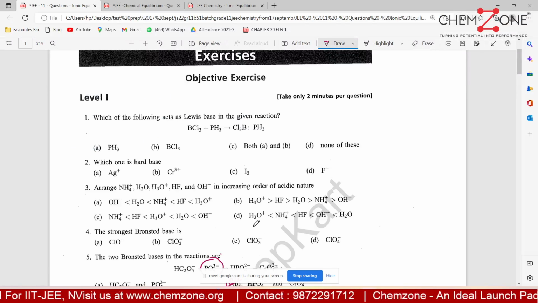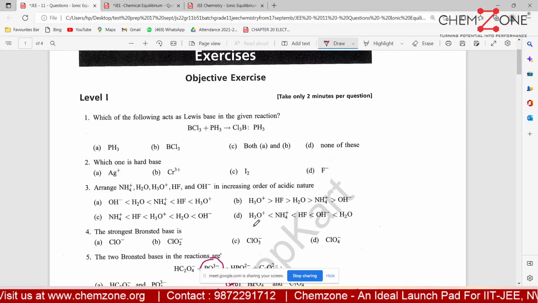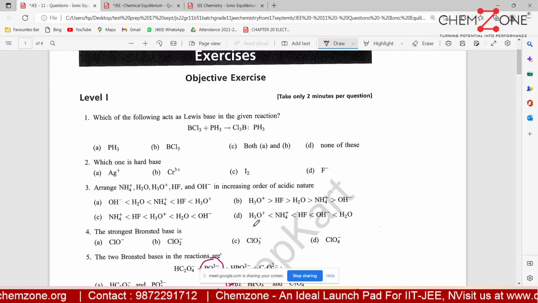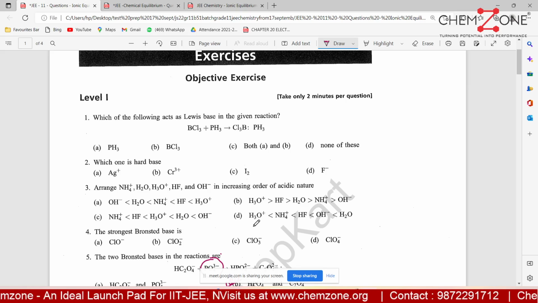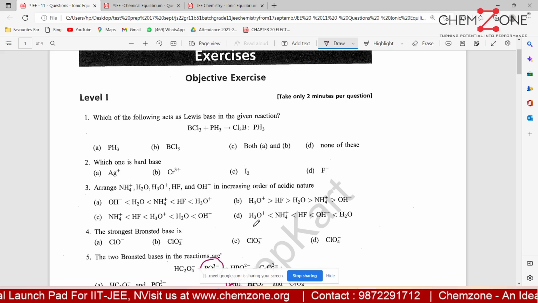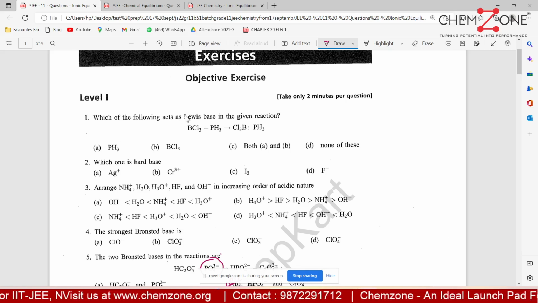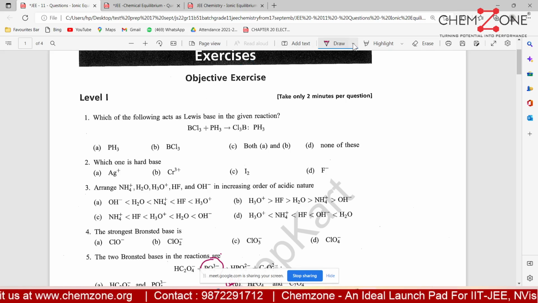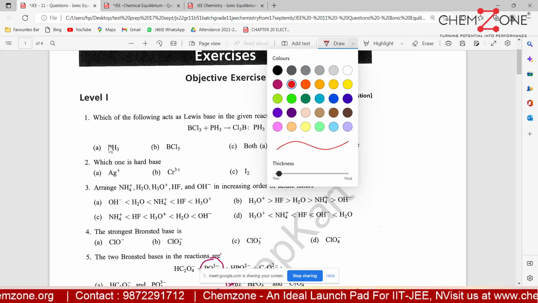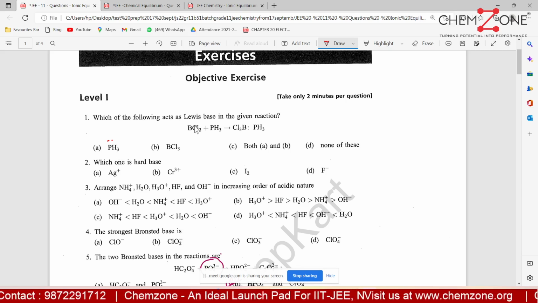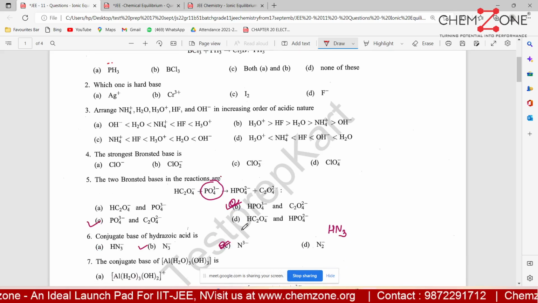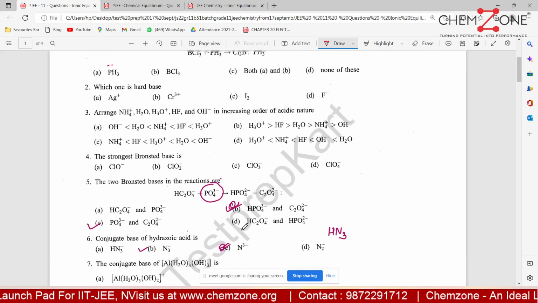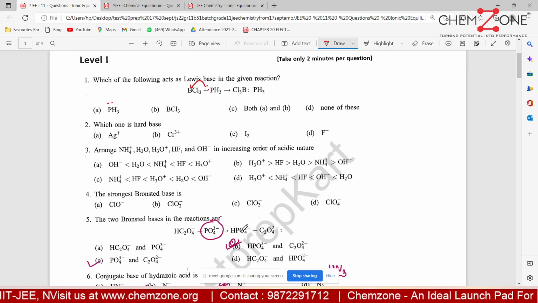Now, based upon this, go to question number 1. So PH3 acts as a Lewis base. How? Because it gives its lone pair of electrons. So phosphorus has a lone pair of electrons that can be donated into the empty orbital of the boron, right? Yes. Right.